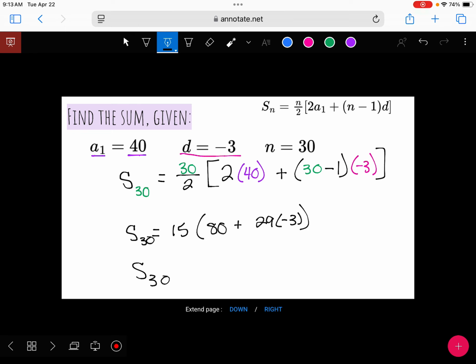Yeah. All right, so our final answer here should be our -105. So we're simplifying it in pieces.